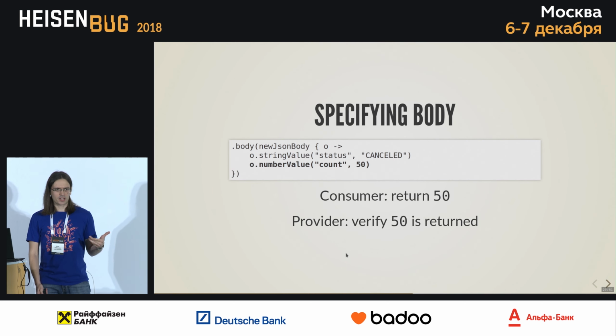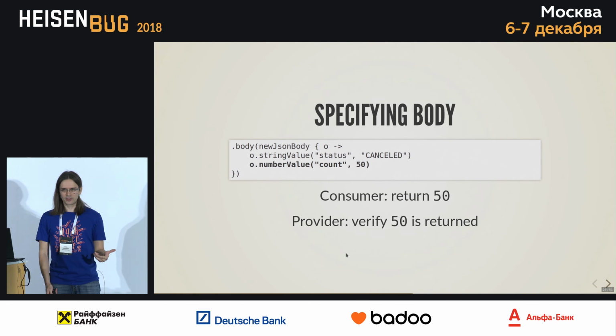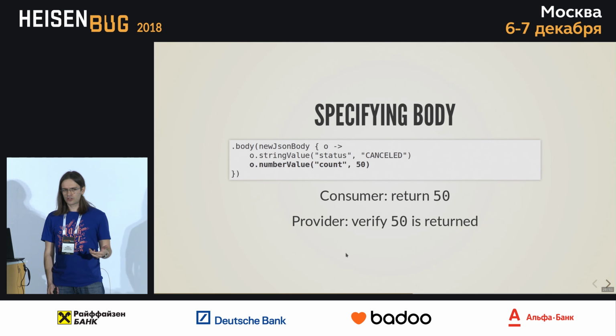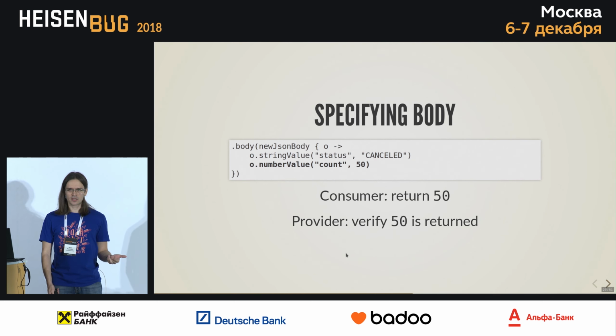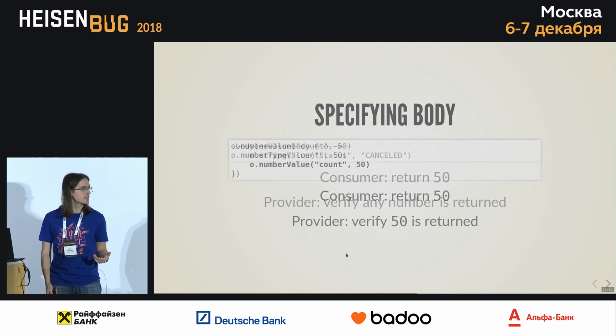So yeah, on the consumer test, we will get this 50. Our deserialization will work. But the problem is that we also require the provider side to return 50, and only 50. So we cannot write a provider that is using random numbers for fields that are not interesting. So we need a better way to do it.